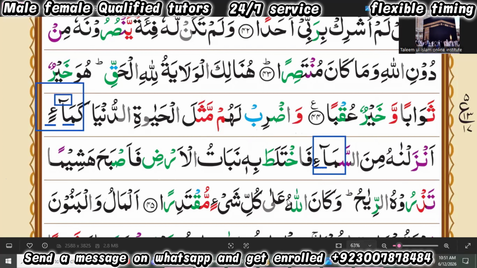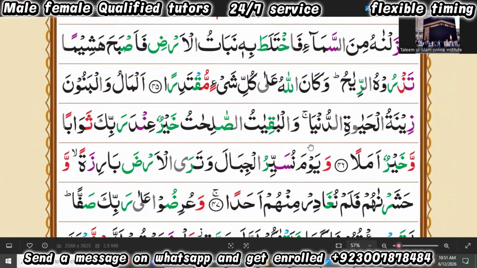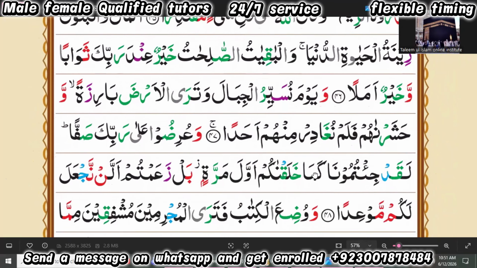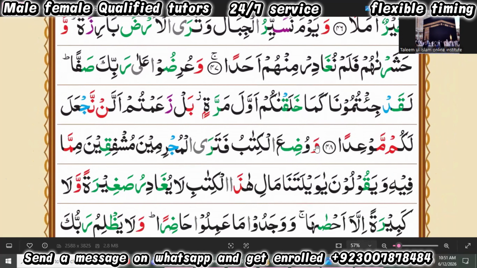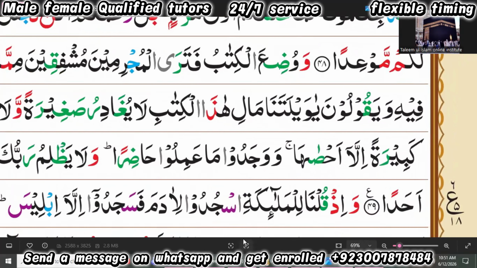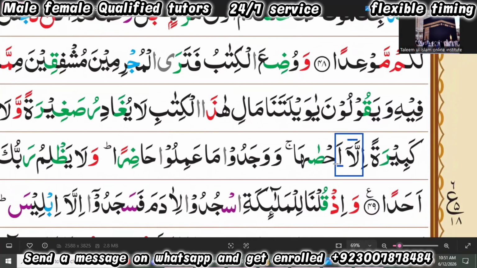The next type of mad, which we call madde munfasil. So this one you can see: this one is alif madda, and after alif madda there is a hamza, but the hamza is in the next word. So we will call it madde munfasil. I hope you understand this one.